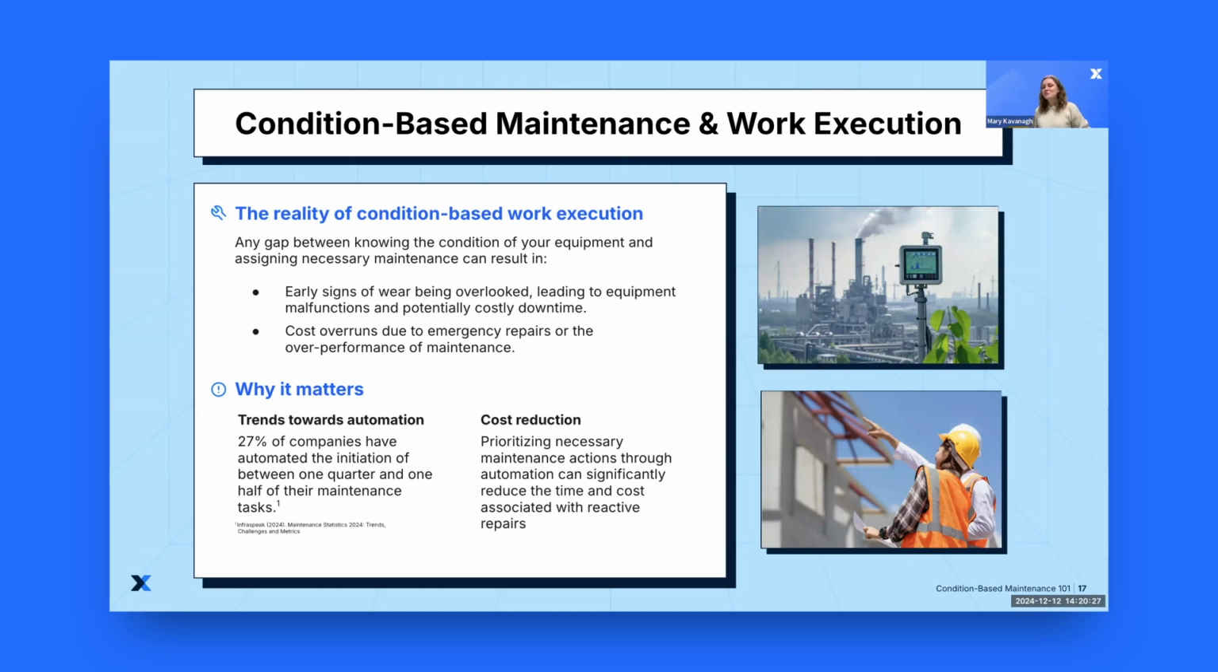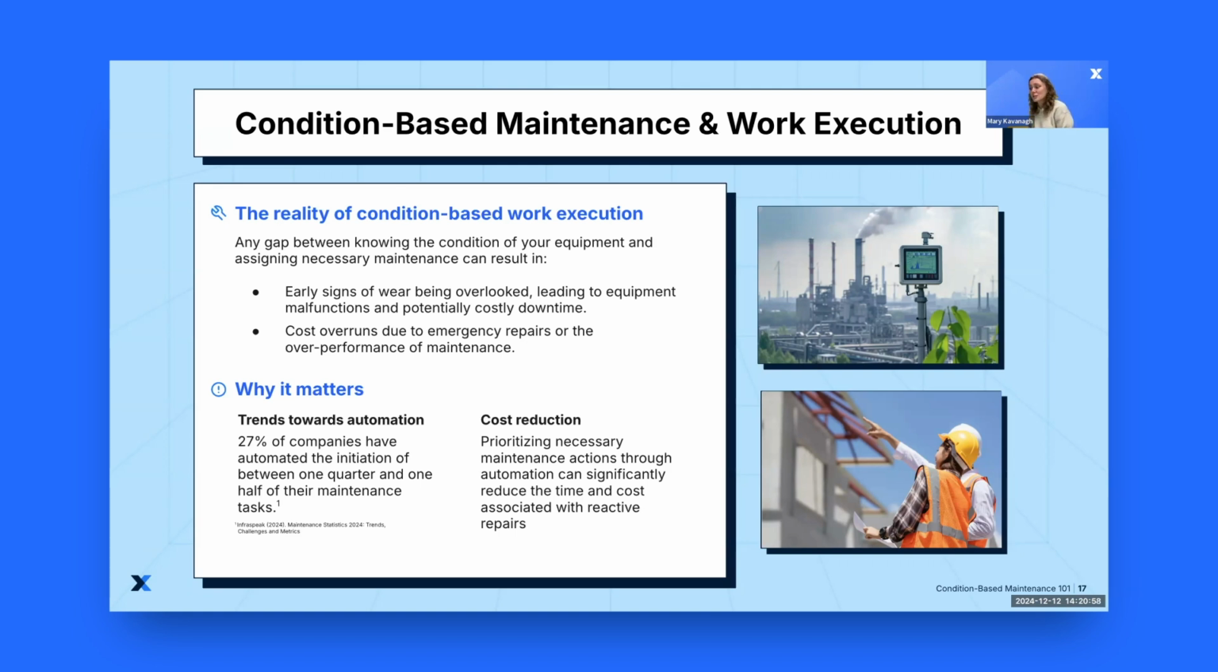I think it's pretty evident, but to recap, why does this matter? Let's talk about trends. 27% of companies have automated the initiation of between a quarter and a half of their maintenance tasks. That is a lot of time saved that can be used on what you guys really want to be doing, actually working on your equipment, right? 27% of companies are doing that. We want to make sure that we are keeping with that bracket so that our company remains competitive.